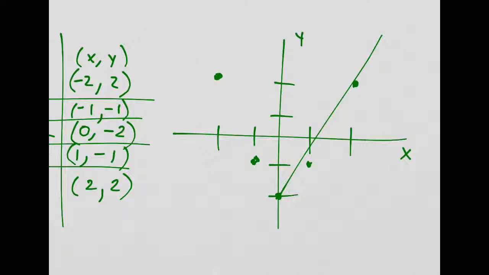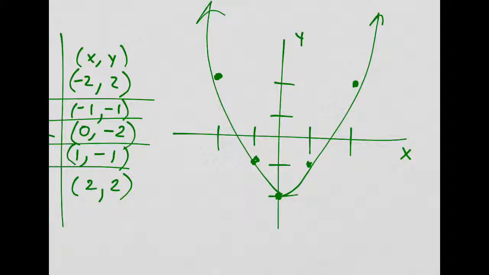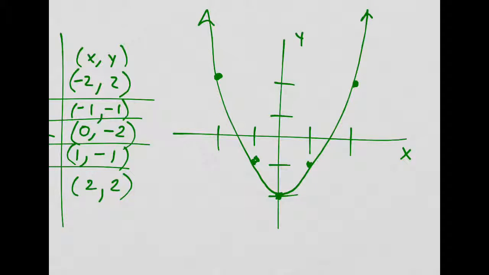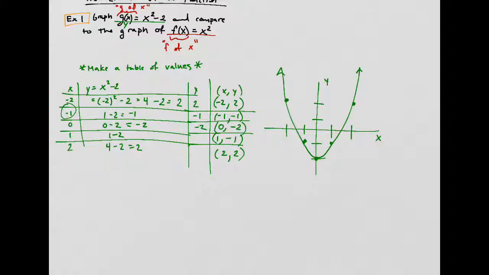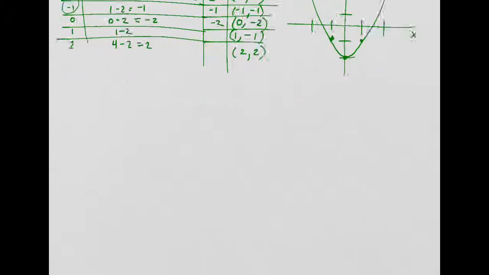Remember, if you did this, that's wrong. Don't do that. Remember, it's a smooth curve. Make sure you have kind of a U shape. That's what it should look like. So there we go. It says graph that compared to the graph of f equals x squared. Well, I know that f equals x squared. That's the main one. That's the original one. So let's make a table for that.